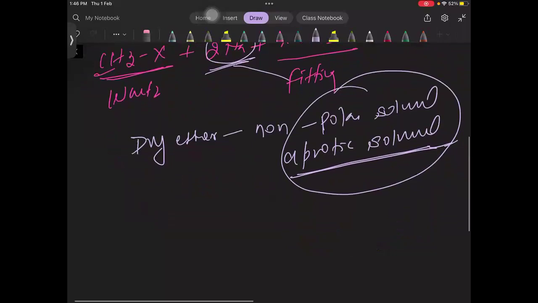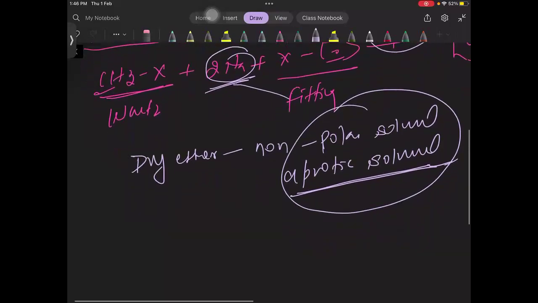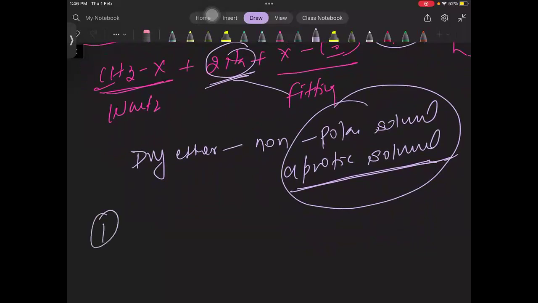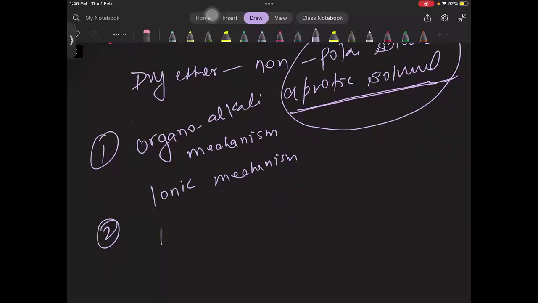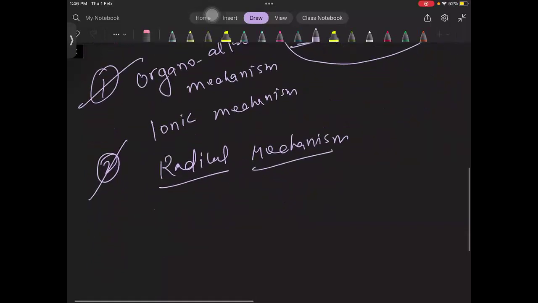Okay. Now see what is going to happen here. Two mechanisms will work. Either you can obtain this alkylbenzene by the organoalkali mechanism, which is basically the ionic mechanism, or second, you can move to the radical mechanism. Through either the ionic or the radical mechanism, you can obtain the alkylbenzene.